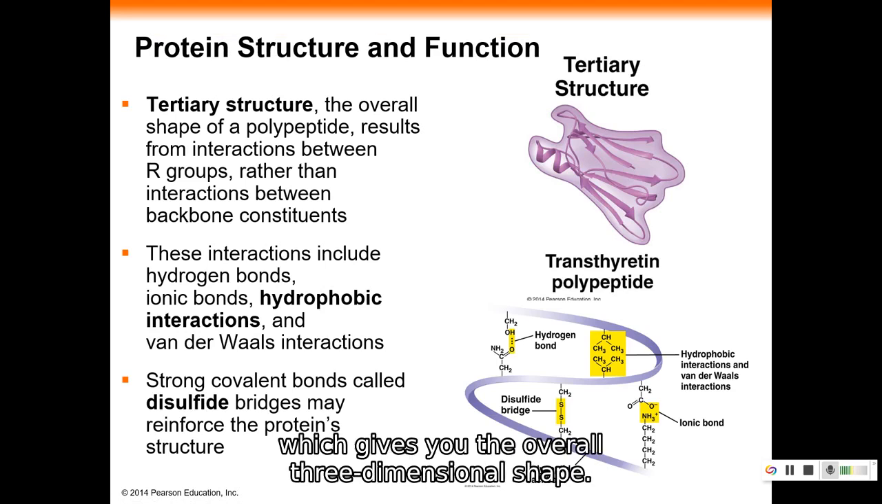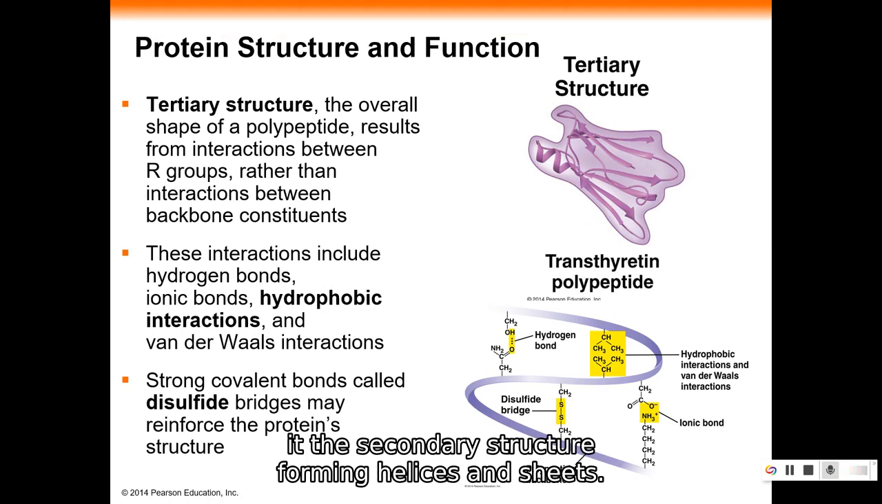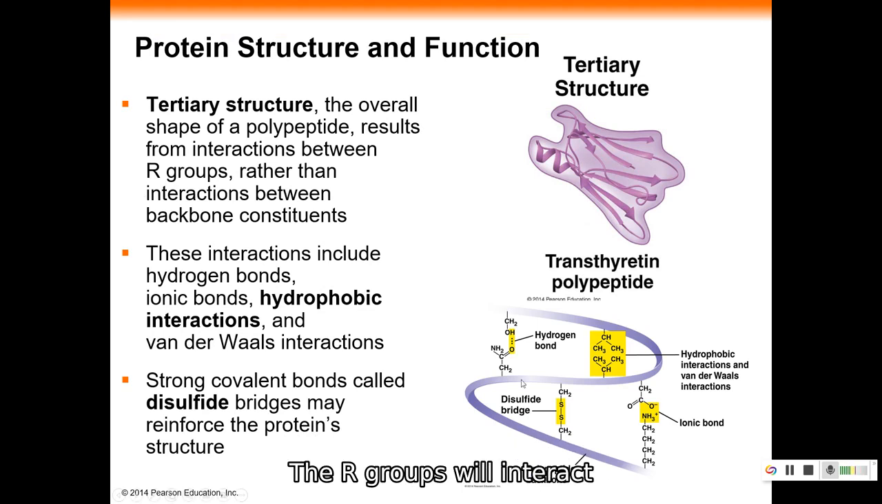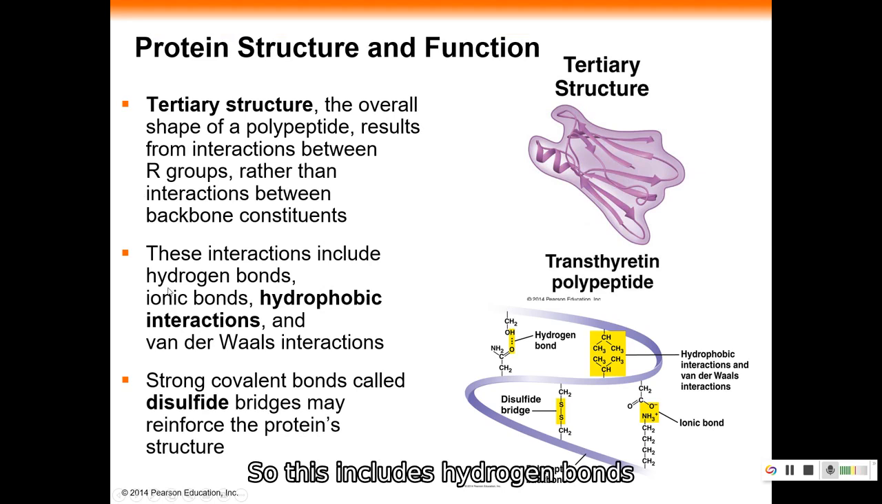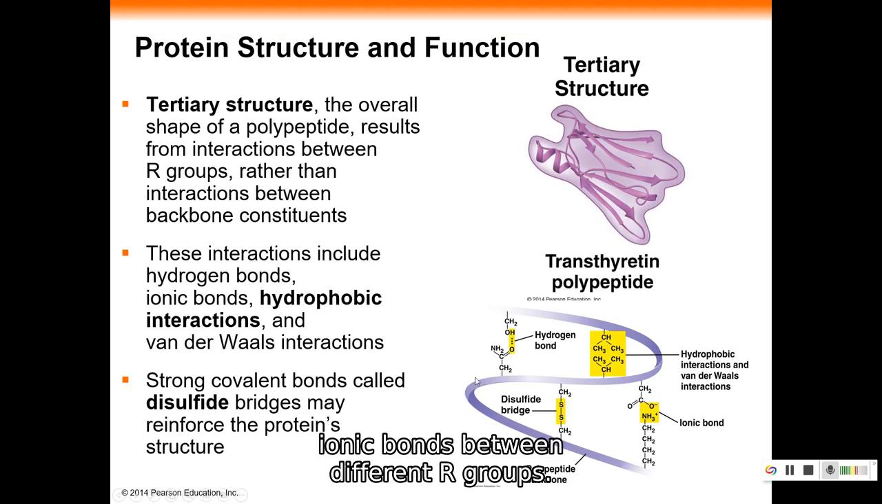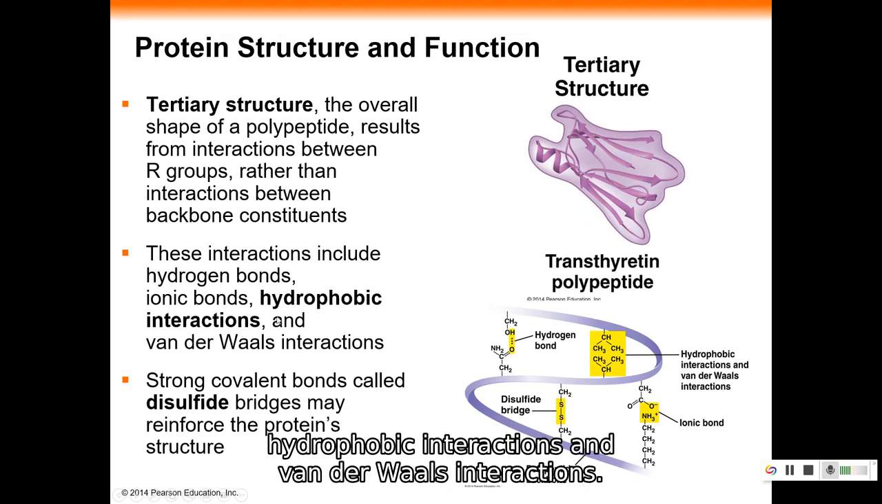Okay, then tertiary structure, which gives you the overall three-dimensional shape. This is mainly R groups interacting. So we saw it was that backbone that gave it the secondary structure, forming helices and sheets. The R groups will interact to give you your tertiary structure. So this includes hydrogen bonds between different R groups, ionic bonds between different R groups. So here you have ionic bonds. Hydrophobic interactions and van der Waals interactions.